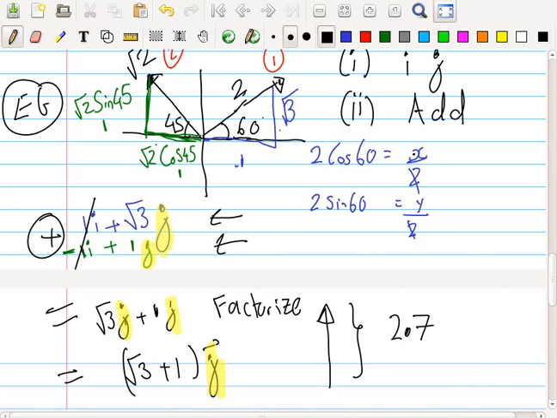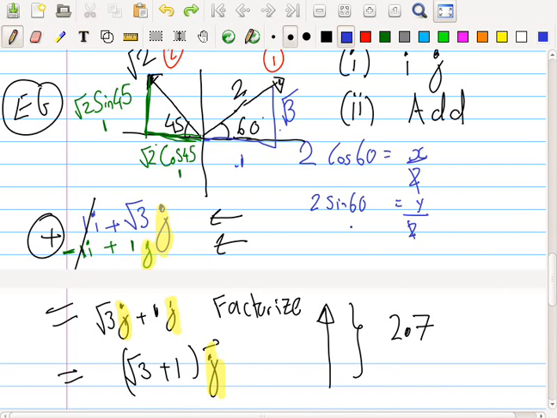Originally there was no 2 here. It was cos 60 equals x over 2. I scratched the 2 out and brought it up here. So I get x equals 2 cos 60.